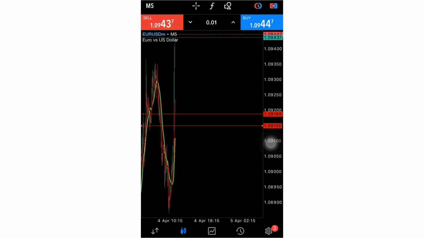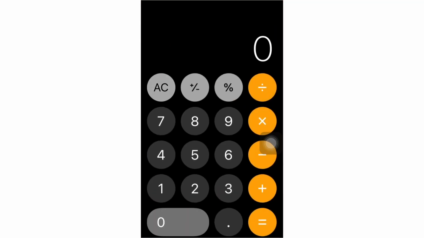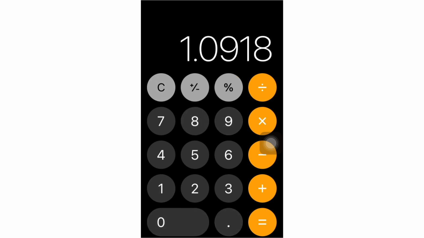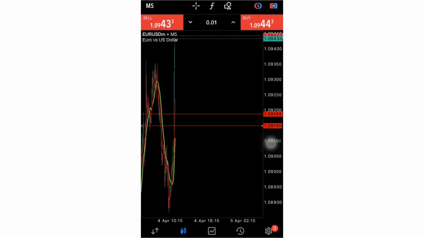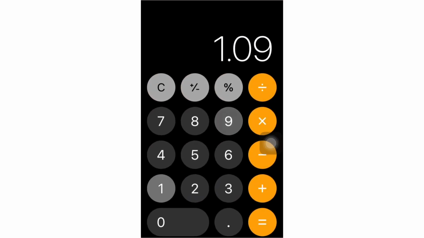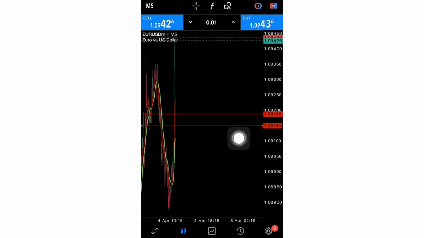So now the bigger number is 1.0918. We don't count the last 8, right? 1.0918 minus 1.0915. So what we have here is just 3 pips movement. Meaning if our stop loss gets hit, we're going to have 3 pips against us, right? So the reason why you're learning pips, I told you earlier, is to know what you can lose and what you can gain. So take your time.